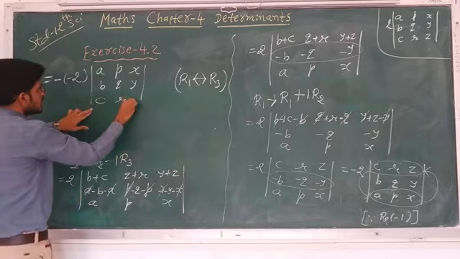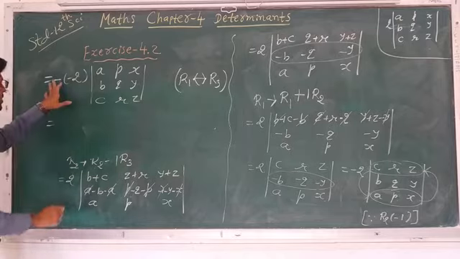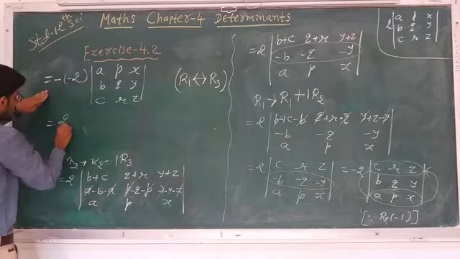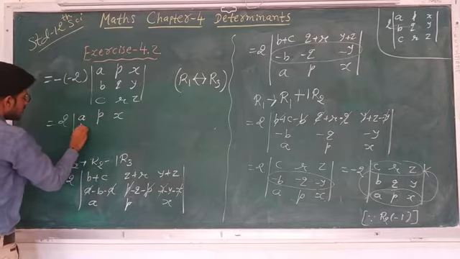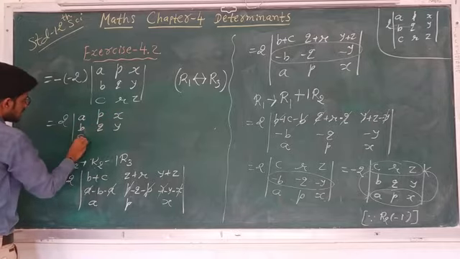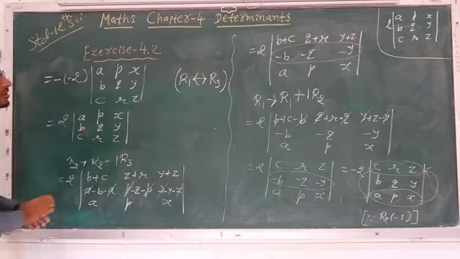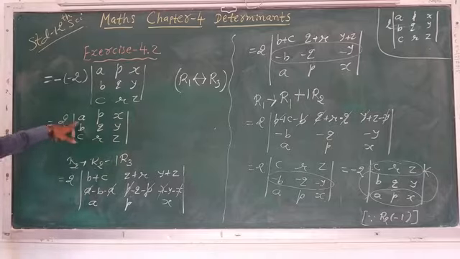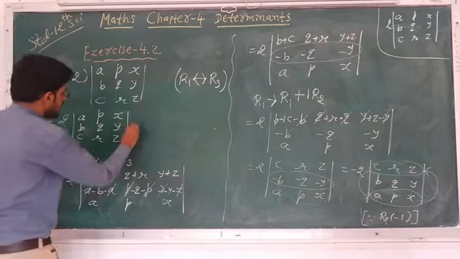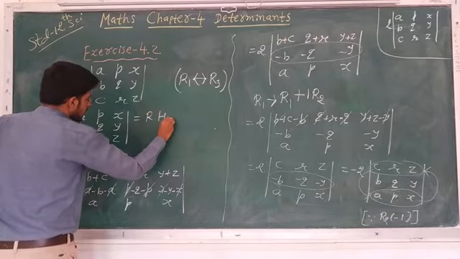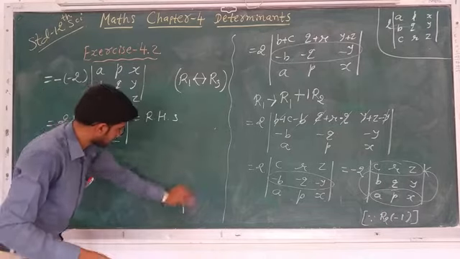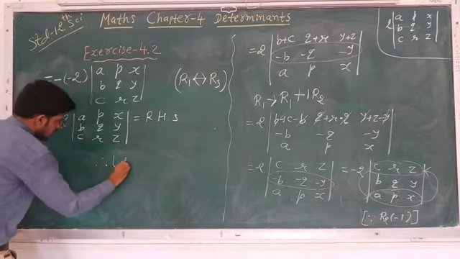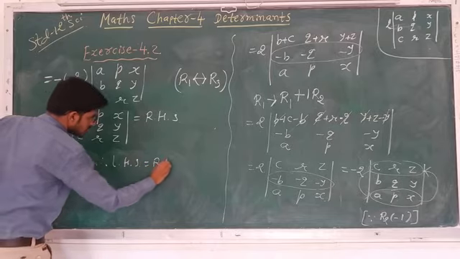It is equal to, here we multiply minus by minus to get plus 2 times the determinant a, p, x, b, q, y, and c, r, z. Now observe that 2 times a, p, x, b, q, y, and c, r, z gives our right hand side. So finally we write here: therefore, left hand side is equal to right hand side.